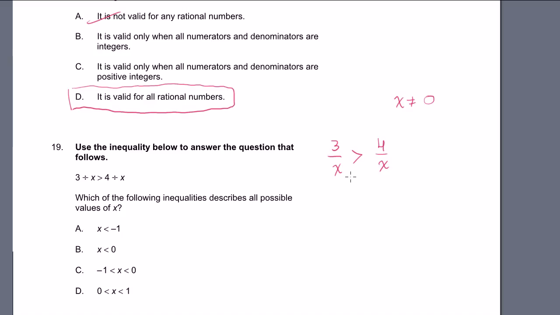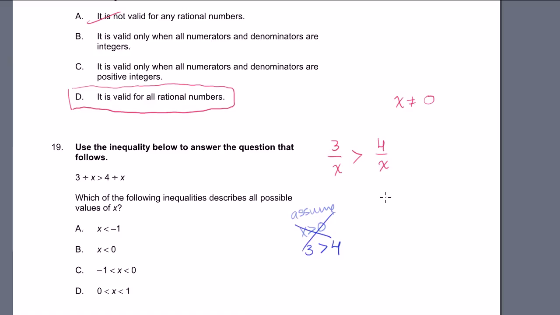So to solve this, we can multiply both sides by x. We have to be very careful, though, because if x is negative and you multiply both sides by it, you'd have to switch this inequality. But let's assume x is greater than 0. If x is greater than 0, then when you multiply both sides by x, you don't have to switch the inequality, and you get 3 is greater than 4, which is definitely false. This cannot be true. So x cannot be greater than 0.